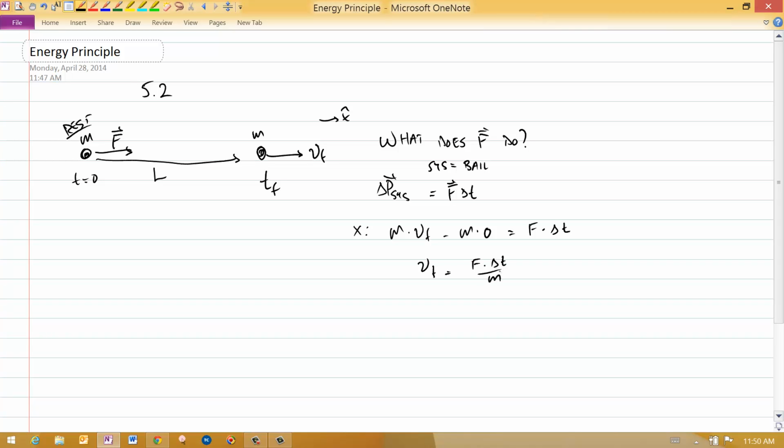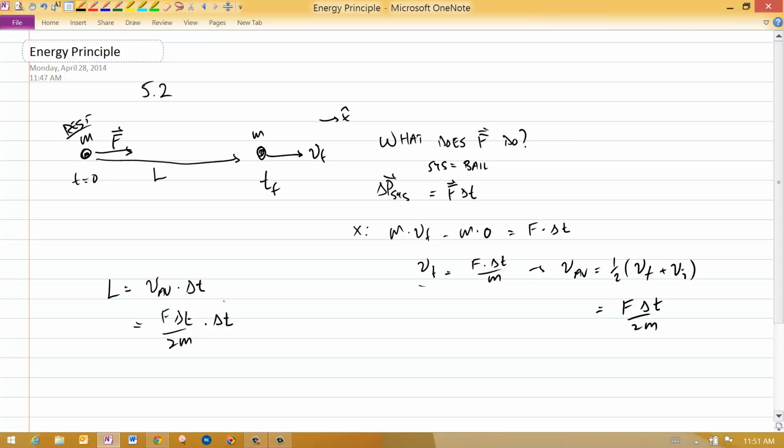Well, that's interesting. This should remind you of the momentum principle average velocity position update ideas. So if that's what the final velocity is, then L is equal to V average times delta T. That's just the position update idea. V average is equal to 1/2 V final plus V initial. So in this case, it's going to be F times delta T over 2m. So the distance that you go, L, is equal to F times delta T over 2m times the delta T.